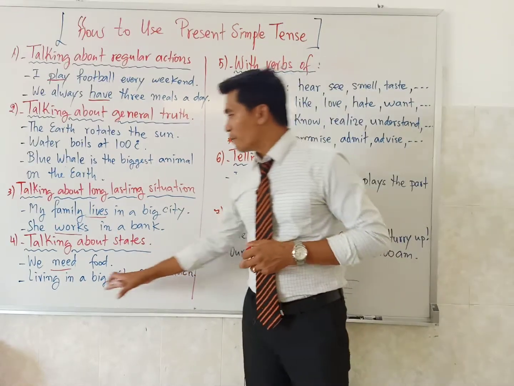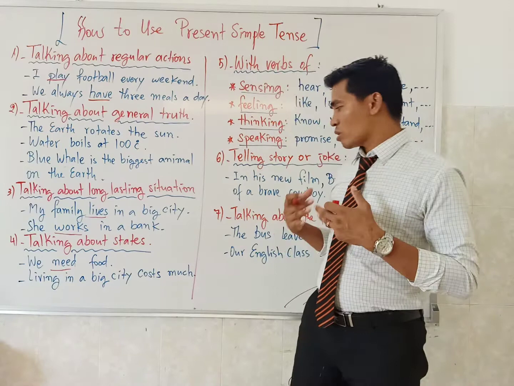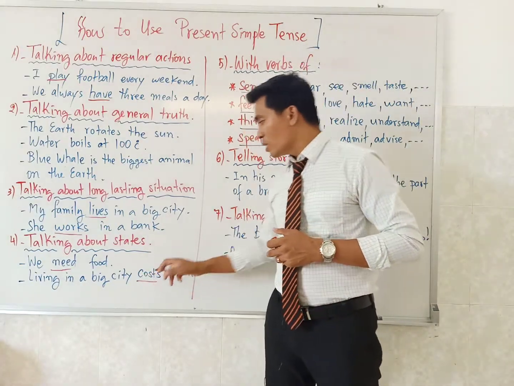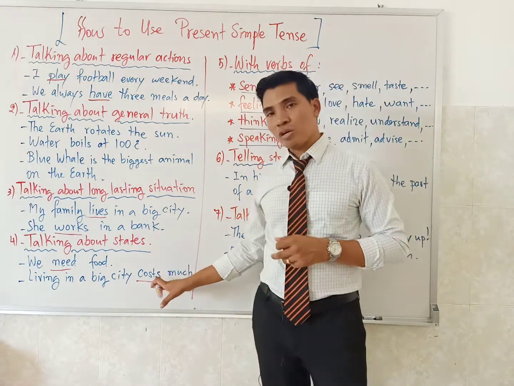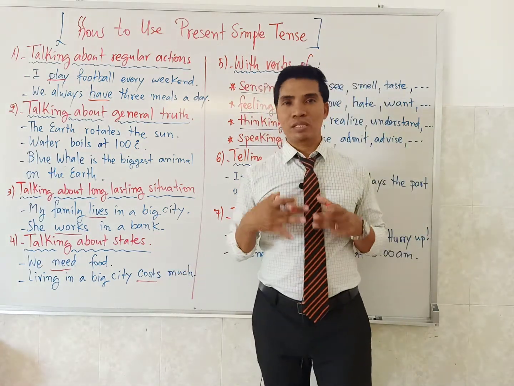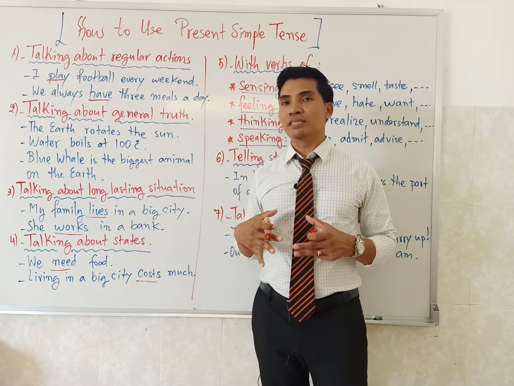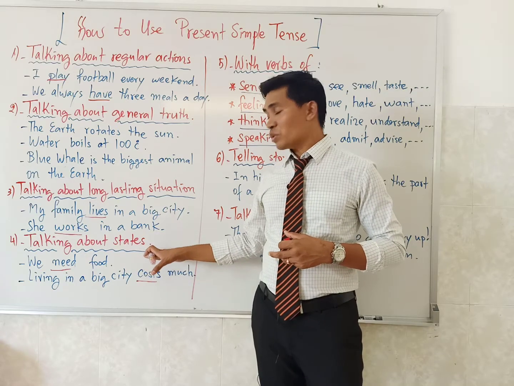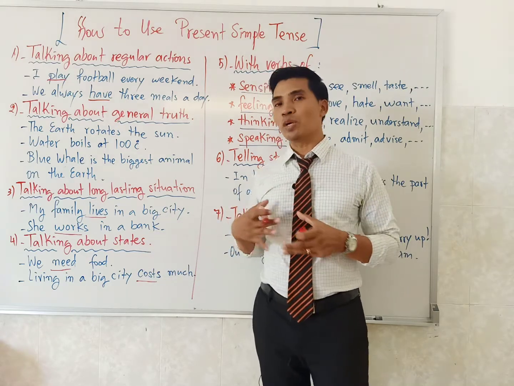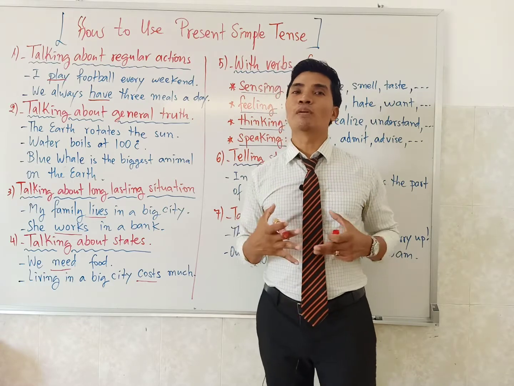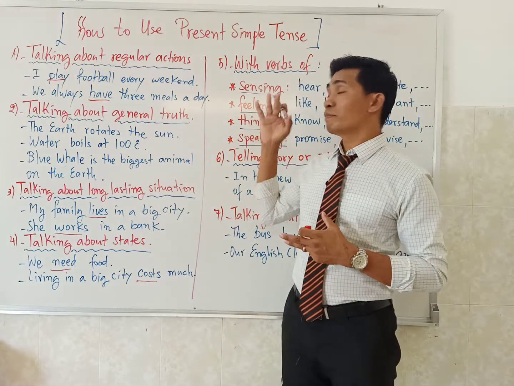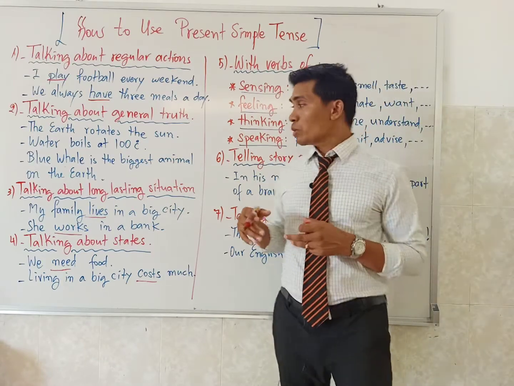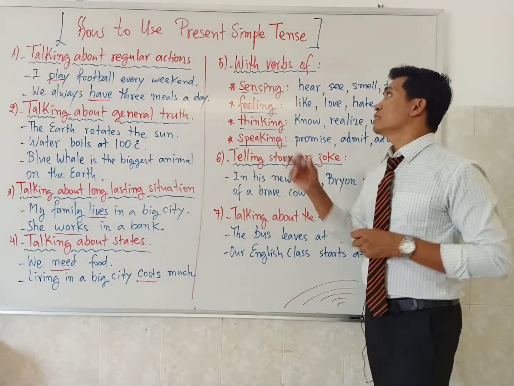Okay, another one, living in the big city costs much. Living in the big city costs much. So the verb cost expresses a state. You cannot see any action. Okay, so in this situation, we cannot form that verb into continuous form. So that is the present simple tense expressing a state. Okay, so we move to point number 5.